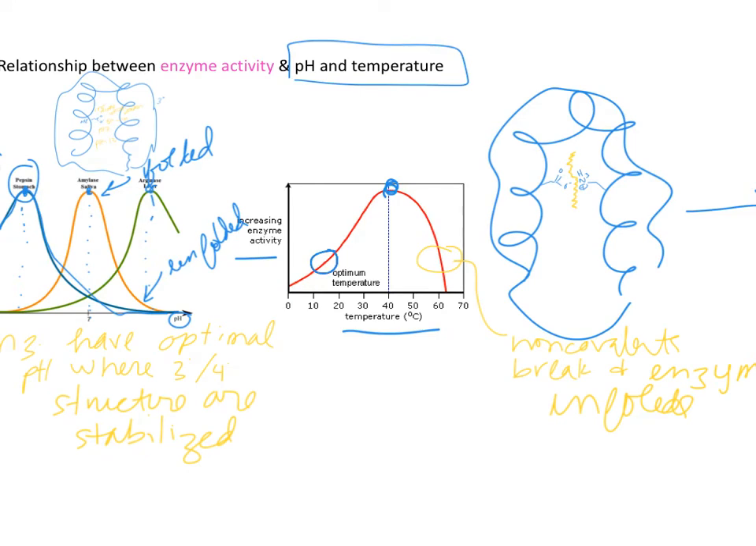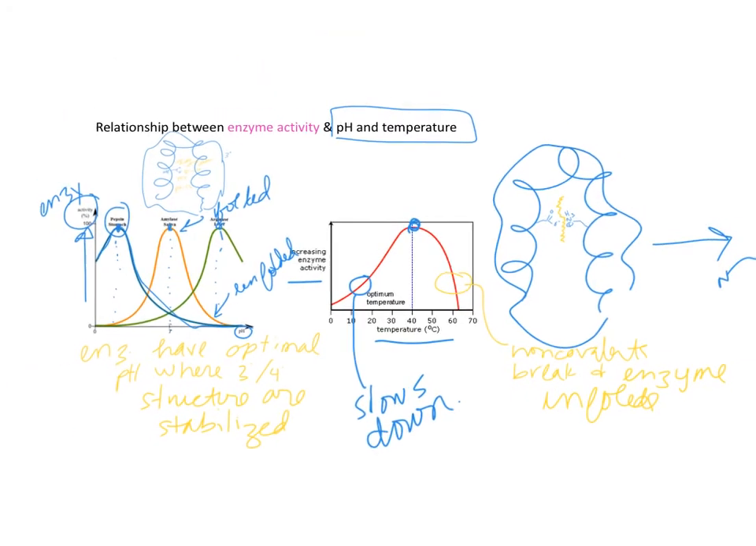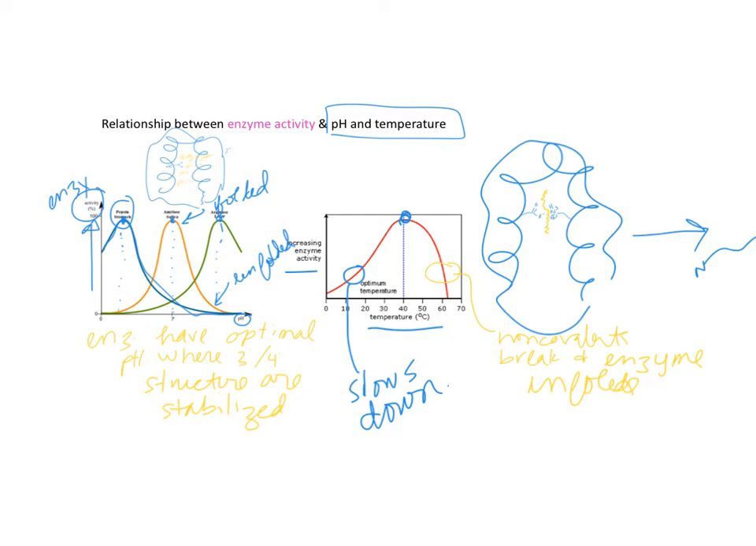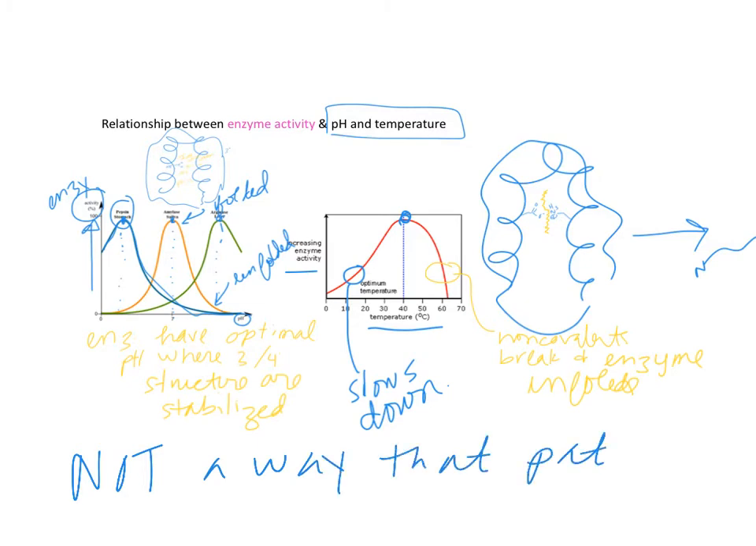If you go too low, what happens is that everything just slows down, like really, really far, and the molecules don't vibrate as frequently, they don't crash into each other as frequently. So it's not really an unfolding that happens at low temperature, it's just that everything slows down. Okay, so that's how pH and temperature affect enzyme activity. This is not a way that pathways like glycolysis regulate themselves.